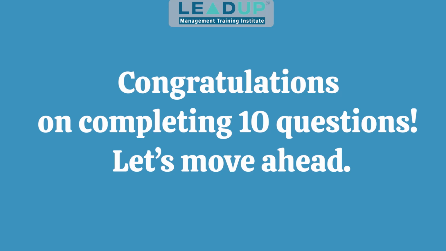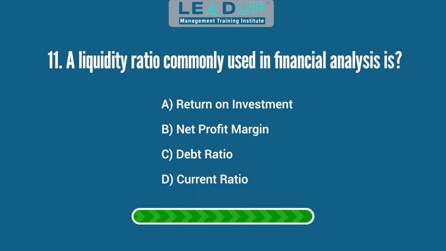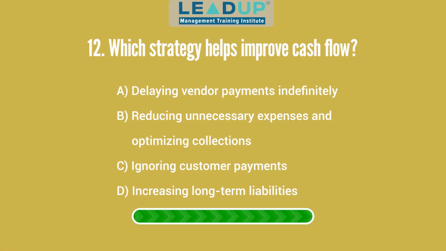Congratulations on completing 10 questions. Let's move ahead. Question 11. A liquidity ratio commonly used in financial analysis is A. Return on investment, B. Net profit margin, C. Debt ratio, and D. Current ratio. Answer: current ratio.